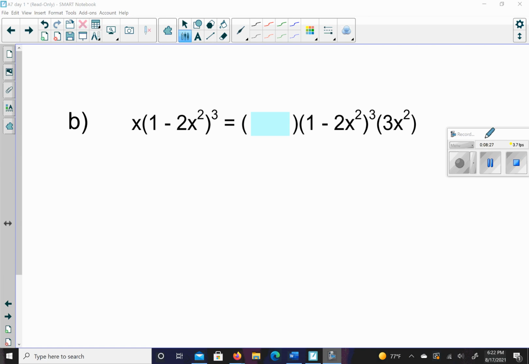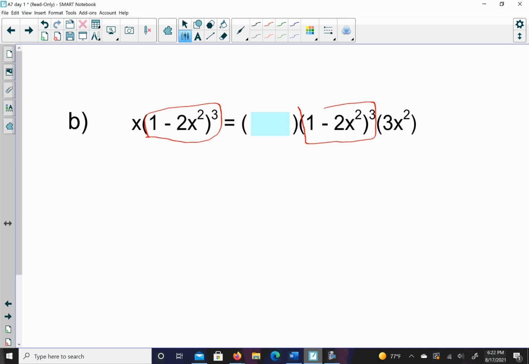Okay, this is another one where the left side looks like the right side. So I'm going to try and see what I have on both sides to eliminate that. So here I have the 1 minus 2x squared raised to the third. And I have the exact same thing over here. So in order to solve this, I could divide both sides by that, and that kind of eliminates that. So now what I'm left with is x is equal to something. And that's that blue space.